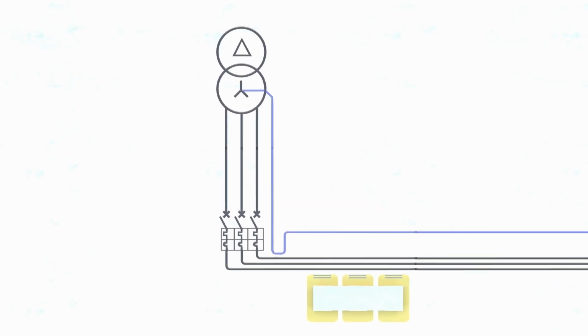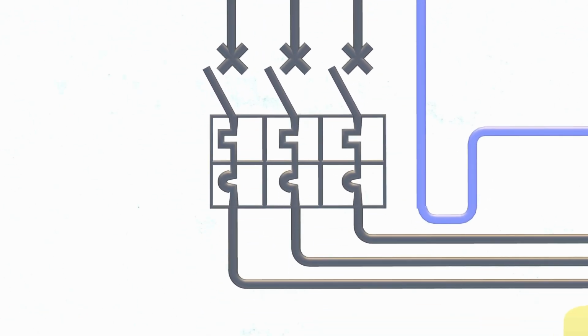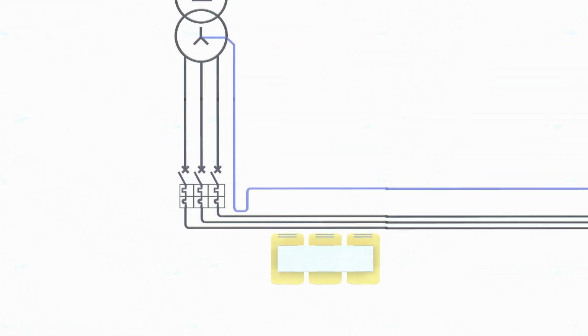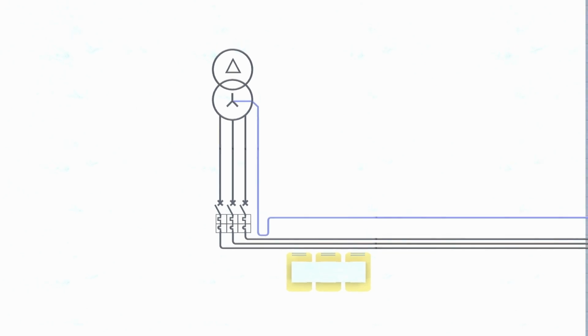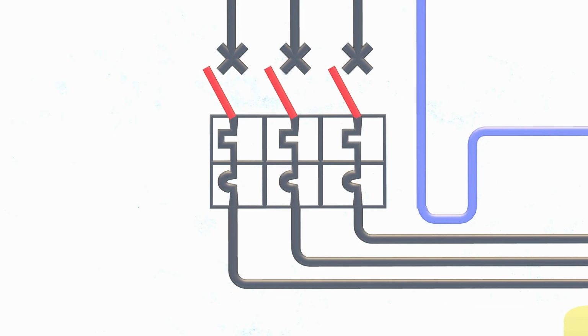A classic setup of a power supply to the building consists of a medium voltage transformer, a main switch, a 4-wire feed, the three phases L1, L2, and L3, and the neutral conductor, which is represented here in blue. The main switch is closed. The power can now flow.